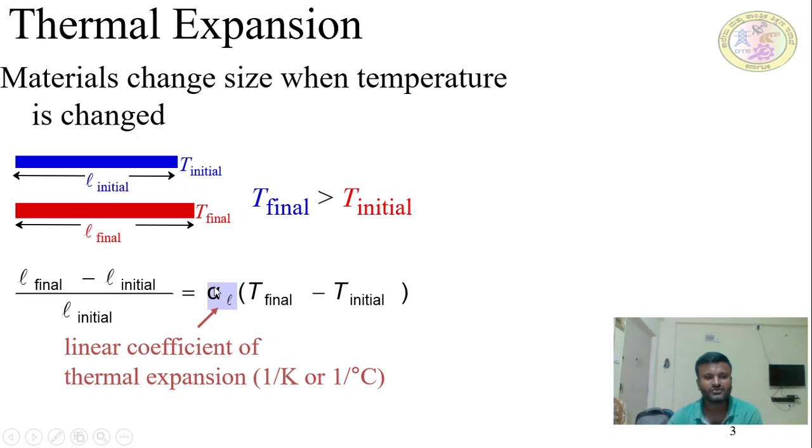Alpha is nothing but the thermal coefficient of expansion, or thermal coefficient of linear expansion. L is the length of the member, and T we can specifically use as the temperature change, the change in temperature.